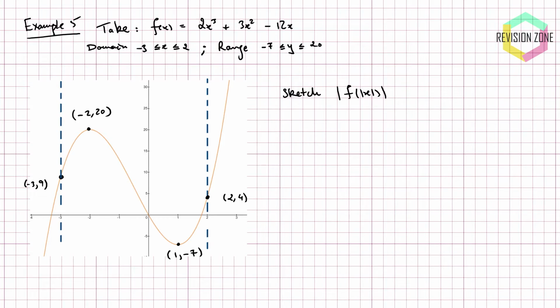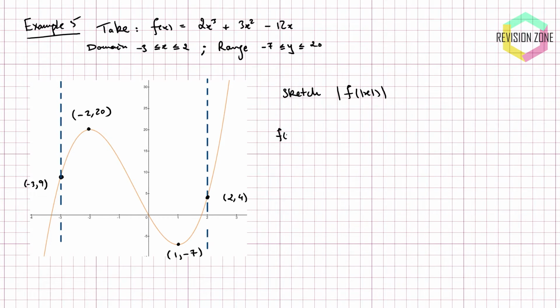One way is obviously to use the definition of the modulus function and write this out as branches and then sketch each branch. But that's really not a good way of doing it. It just takes a lot more thinking and a lot more work. The slightly better way of doing it is as follows.